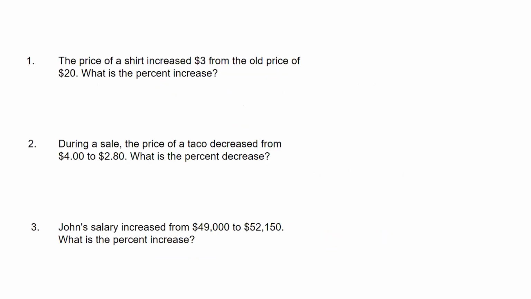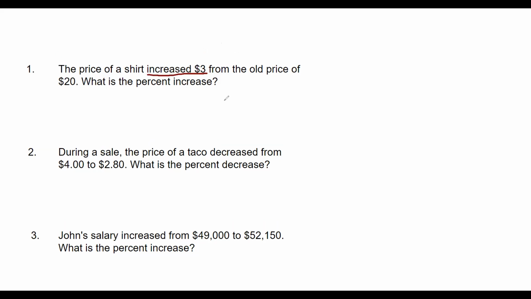So here are 3 examples that will hopefully drive this home. First example, the price of a shirt increased $3 from the old price of $20. What is the percent increase? So here we are told that it increased by $3. We know the amount of increase. We could label that, abbreviating, the amount of increase is right here, and it's equal to 3. The old price, it's very clear here, was $20, and we know that we need that as well. What is the percent increase?